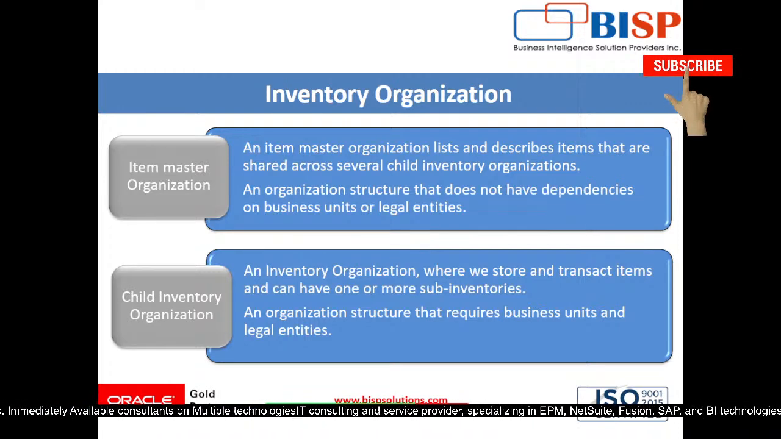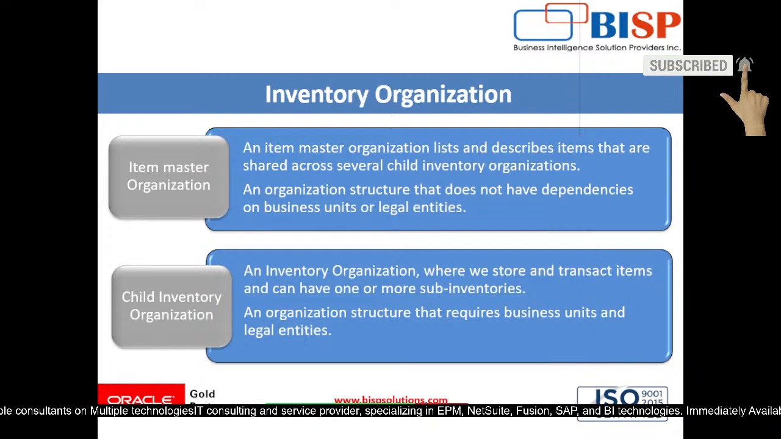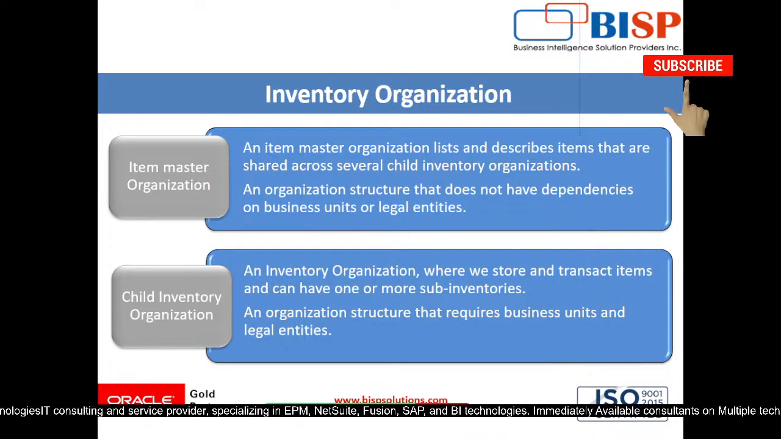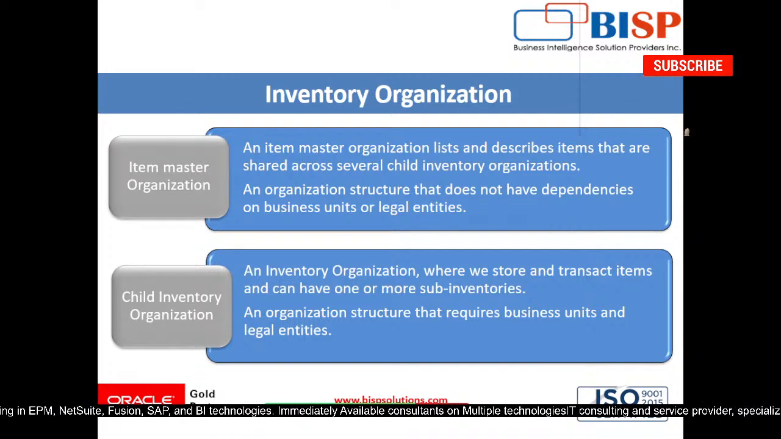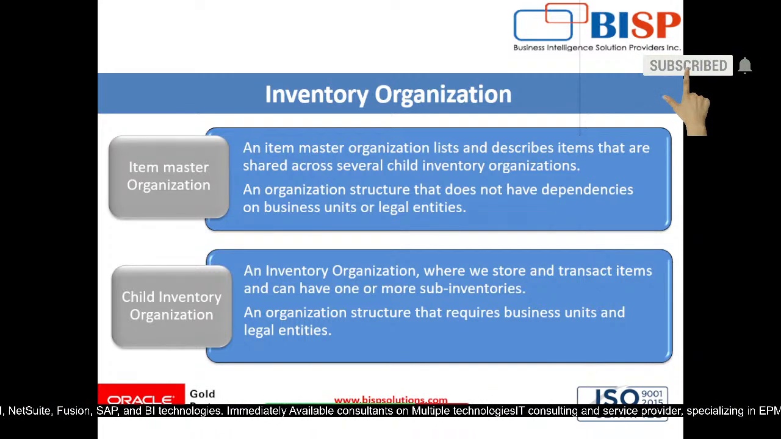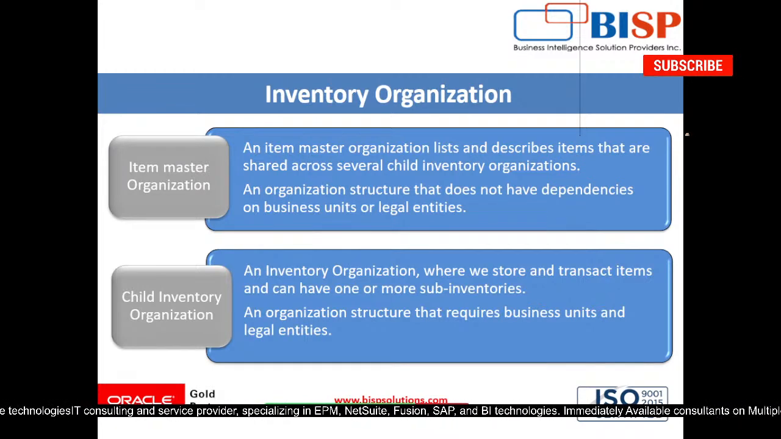And we have the child inventory organization, where we store the item and we transact the item to the warehouse and the distribution center, and the inventory organization can have one or more sub inventories. The structure of the child inventory organization, or simply the inventory organization in the application, requires the business unit and the legal entity. That is the technical difference between the item master organization and the other organization, right?